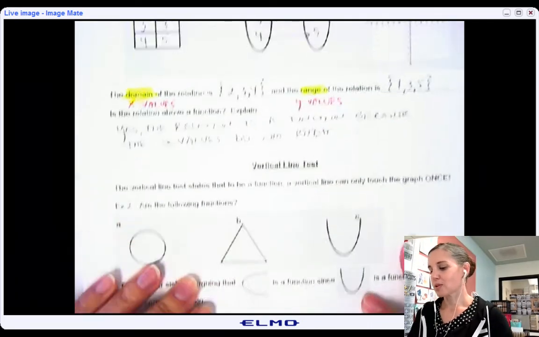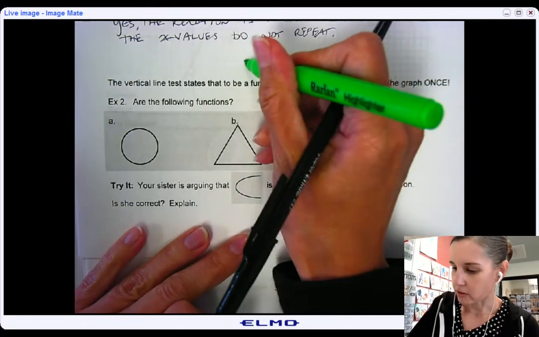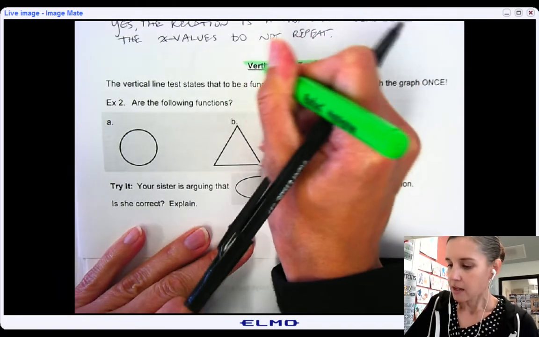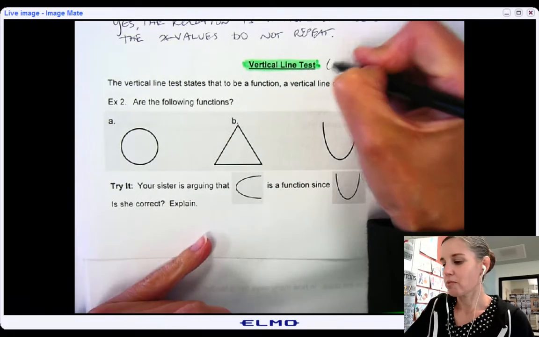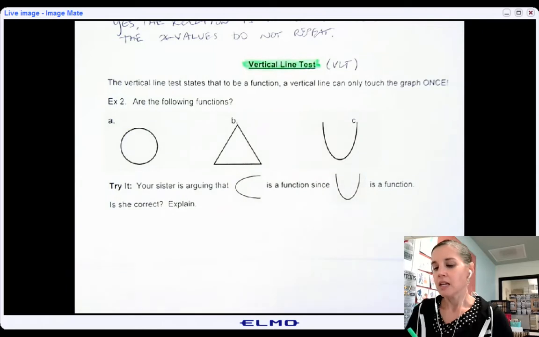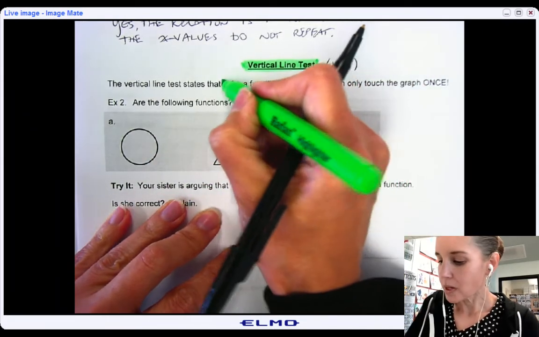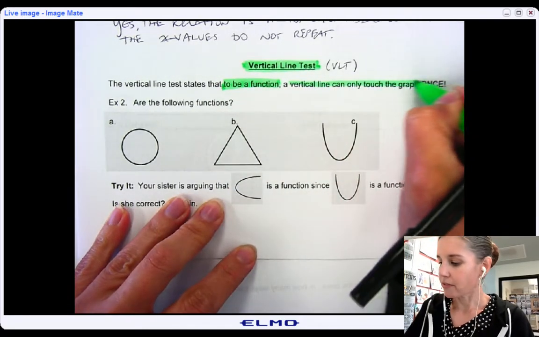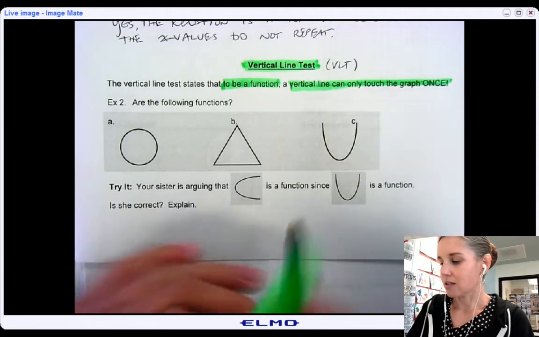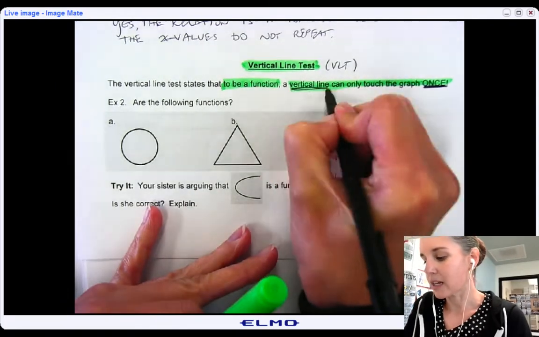All right, let's go to the next topic, which is the vertical line test. If you do not feel like writing out vertical line test all the time, you are more than welcome to write VLT. The vertical line test states that to be a function, the vertical line can touch the graph only once. Again, only once when you draw a vertical line.